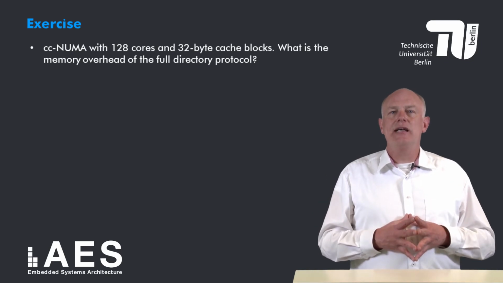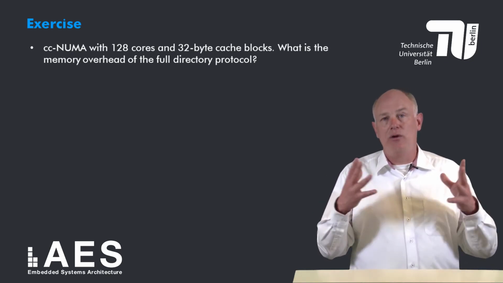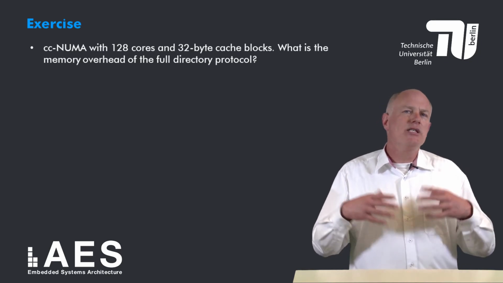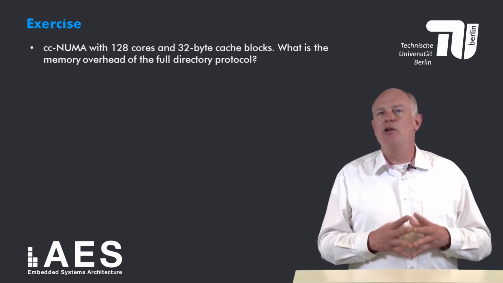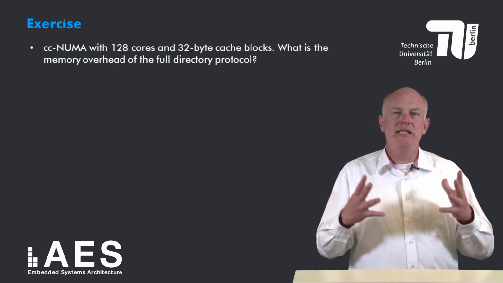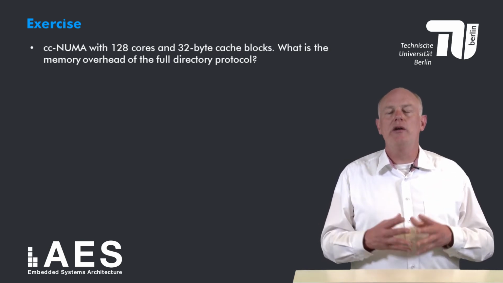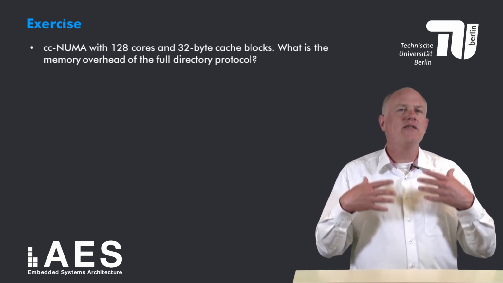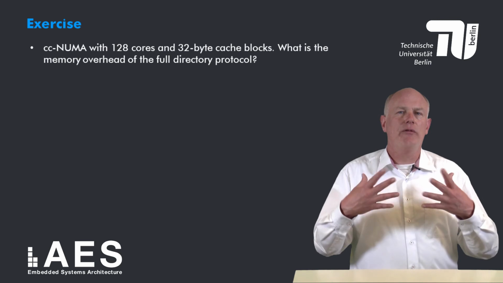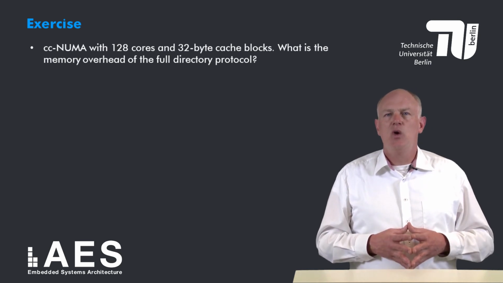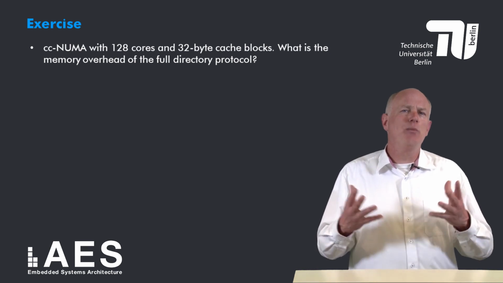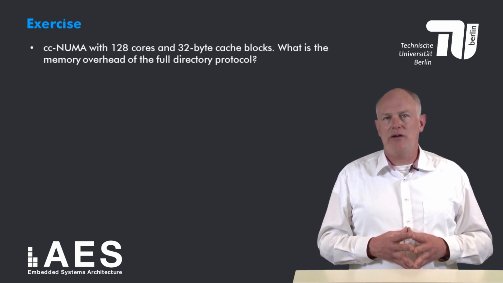Finally, an exercise to test if you understood the memory overhead of the full directory protocol. Suppose we have a cache-coherent non-uniform memory access CC-NUMA architecture with 128 cores and cache blocks of 32 bytes. What is the relative memory overhead of the full directory protocol? With the information and examples I gave you on the previous slides, you should be able to perform this exercise.